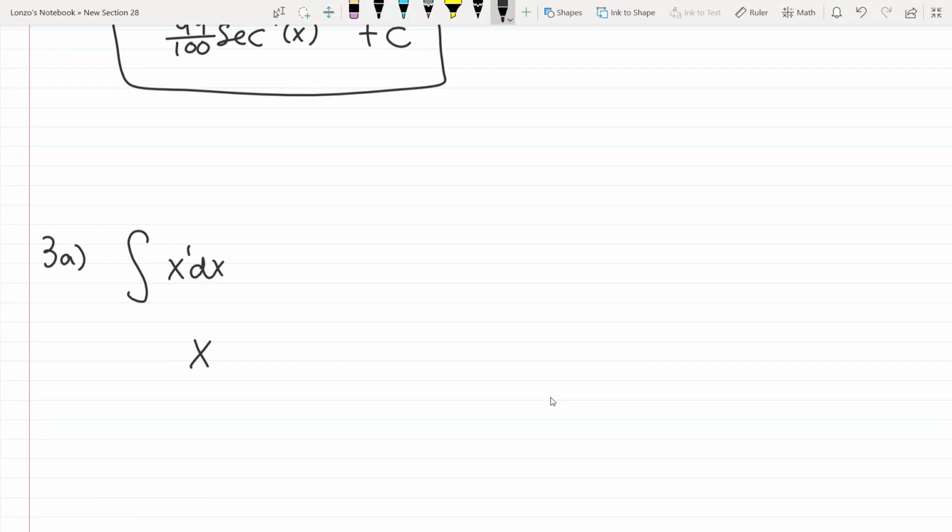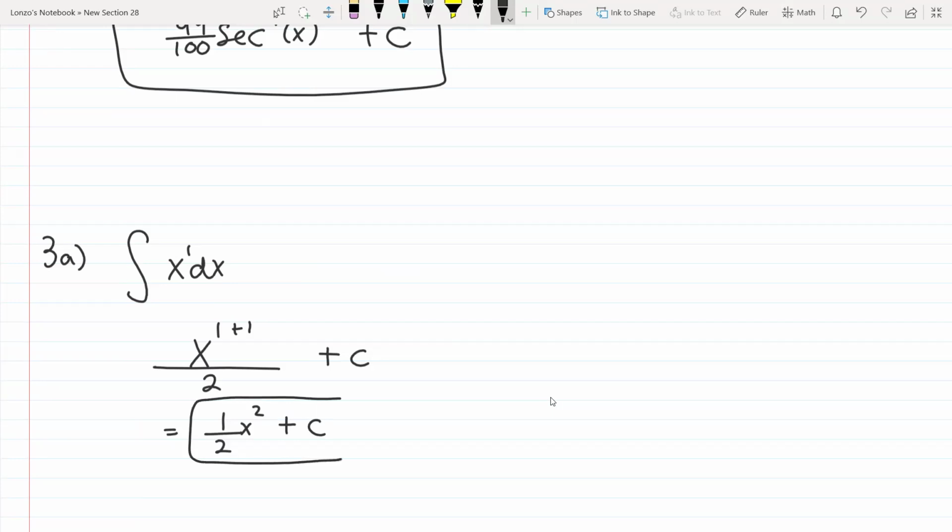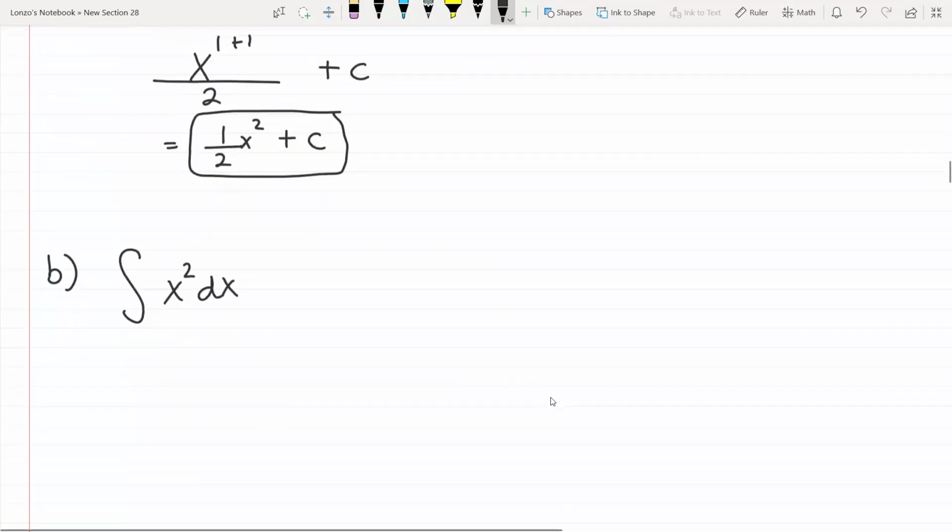The power rule is just old power plus 1, divided by that power. So our old power is 1, then you add 1, which is 2, and then you put that 2 on the bottom. So this is equivalent to saying 1/2 x squared plus c. Okay, so I just apply the power rule.